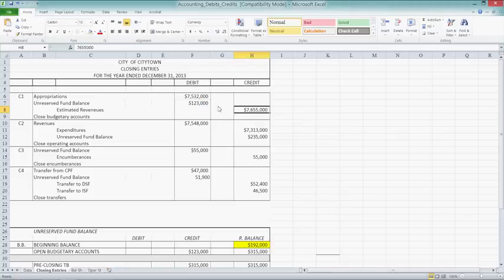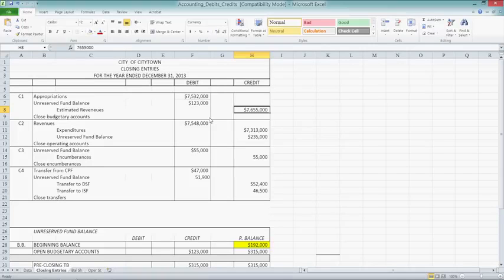This number comes from the difference between estimated revenues and appropriations. Observe here that estimated revenues, basically the money we receive in the business or in the city, is $7,655,000. We only appropriate, however, $7,532,000 of our estimated revenues, so we're left over with $123,000. And these are our closing entries at the end of the year.